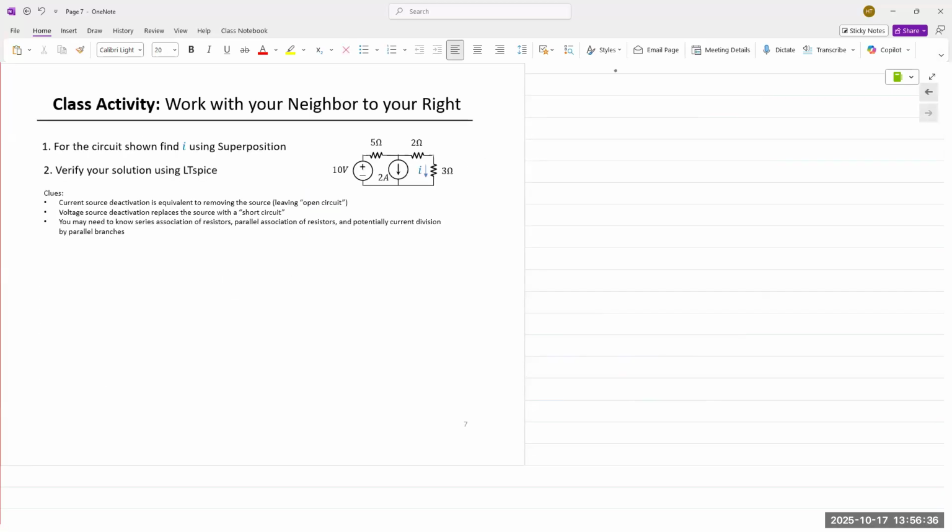And then here, it's not a class activity. It's a home activity. You can work with other people. You can work by yourself. You can work in a group. That is fine. Anything goes for this. But just find the current I using superposition. And it's 3 resistors, 2 sources. Okay, so it's not too complicated. And then once you're done, you can also verify your answer with circuit analysis tools.